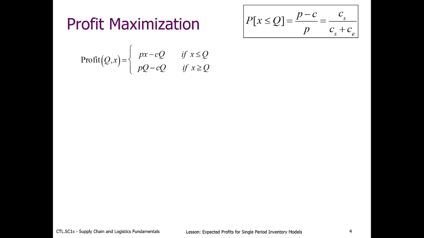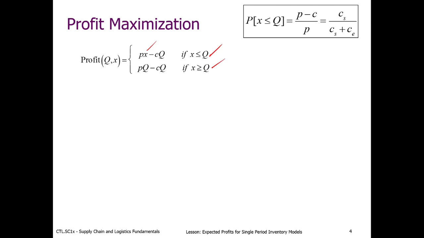There's two cases. The first is where my demand is going to be less than my Q, the amount that I order. And the second is when demand exceeds what I ordered. And remember what each of the functions are. If my demand is less than my Q, my profit is going to be P, the price I can charge for each unit, times X, the demand that materializes, minus C, the cost per item that it costs for me to acquire the item, minus Q, my quantity. So it's really just the margin.